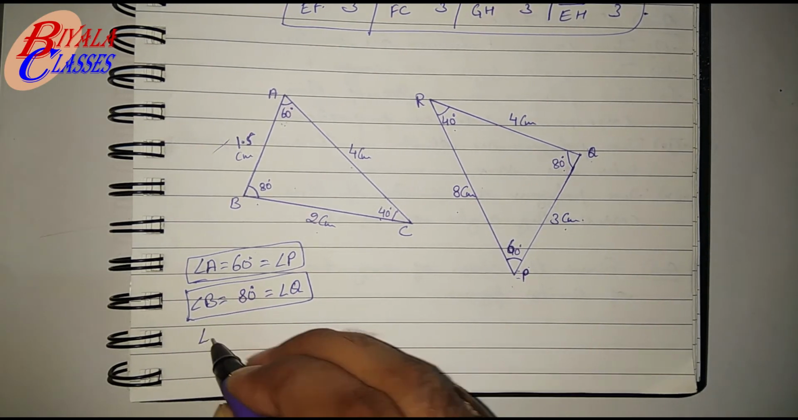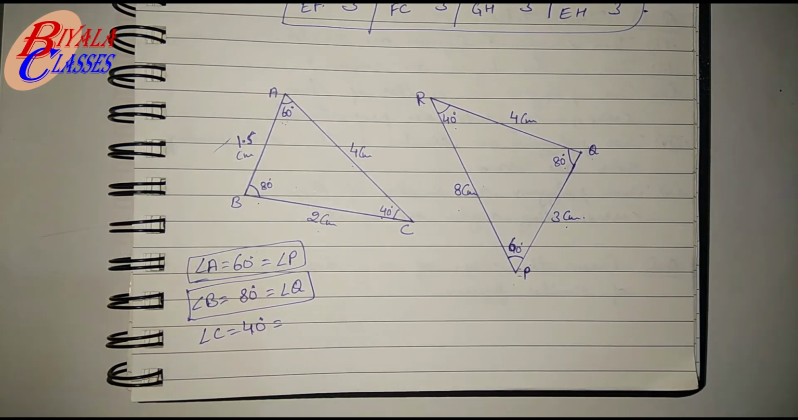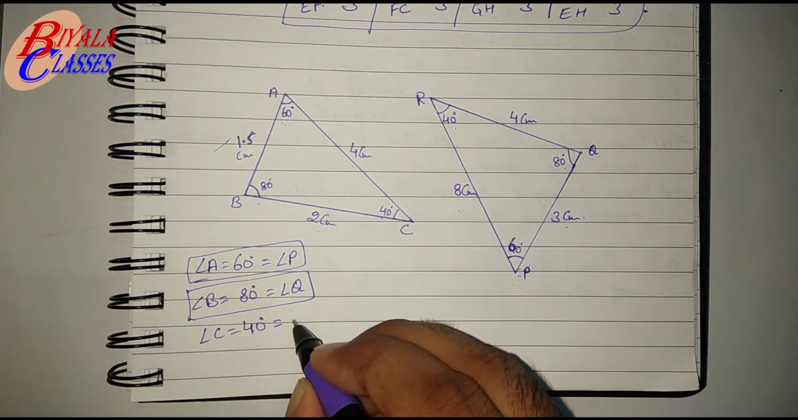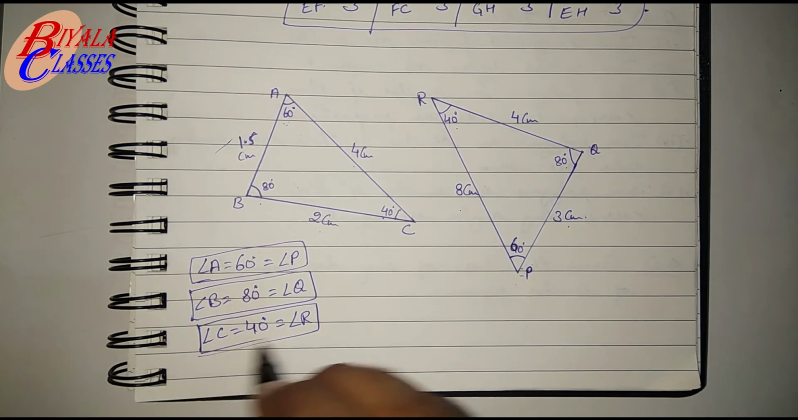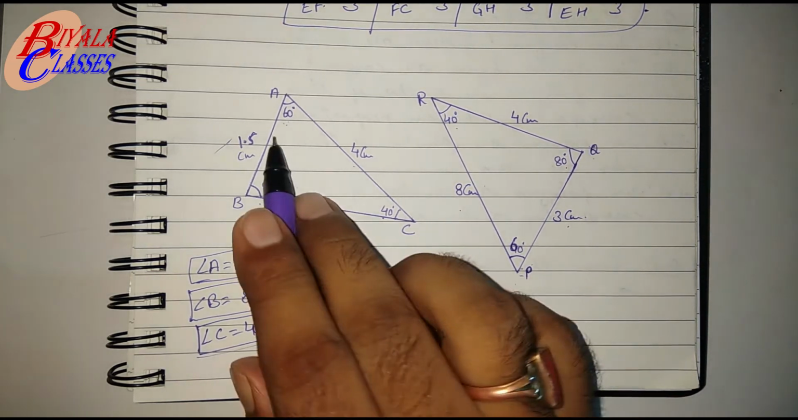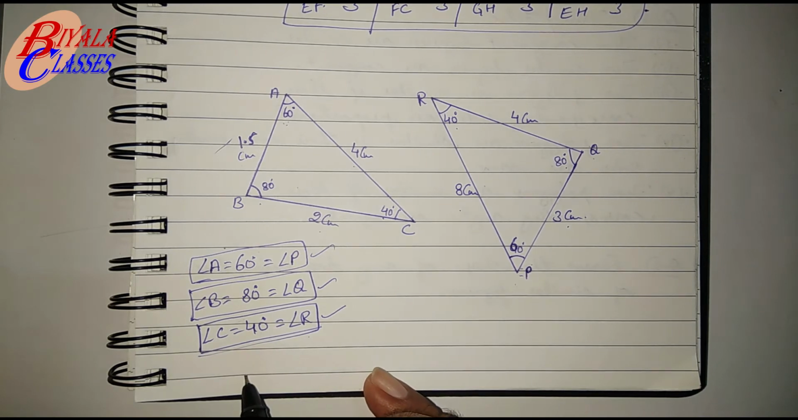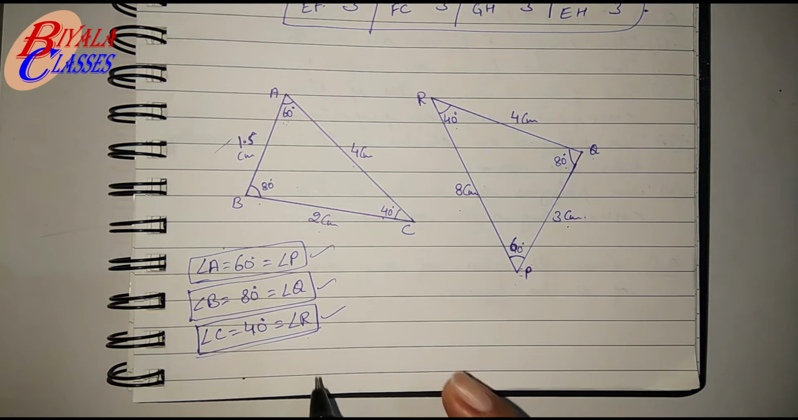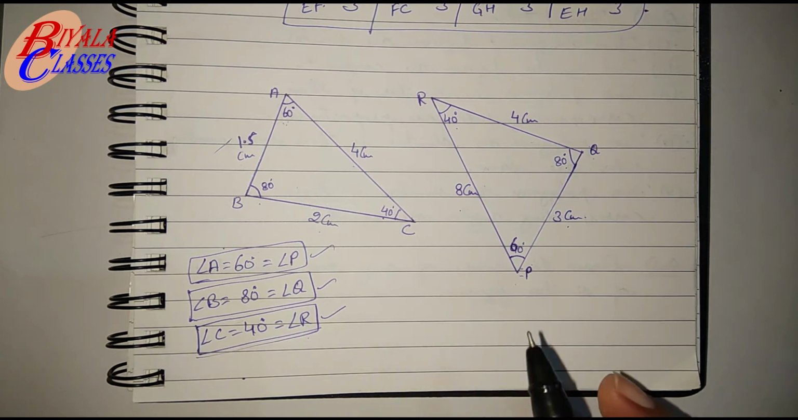Thirdly, angle C is 40 degrees in the first triangle and angle R is 40 degrees in the second triangle. So here, as you can see, both the triangles have the same corresponding angles. Now the second condition is about the sides. Let us check whether the corresponding sides are proportional or not.